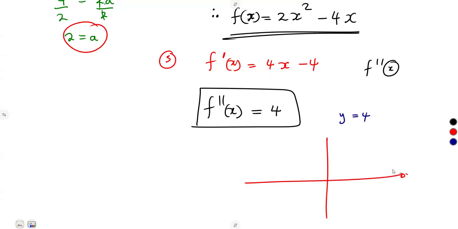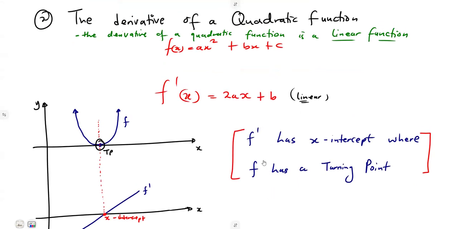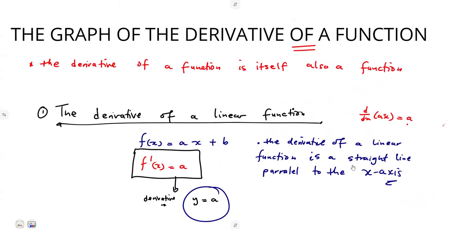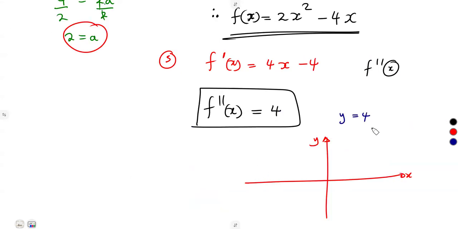Remember, I talked about this here. The first derivative gave us a linear. When we differentiated a linear function, we are going to obtain a line parallel to the x-axis. Exactly the idea there, y is equal to a. This is what we are obtaining here. Y is equal to 4.